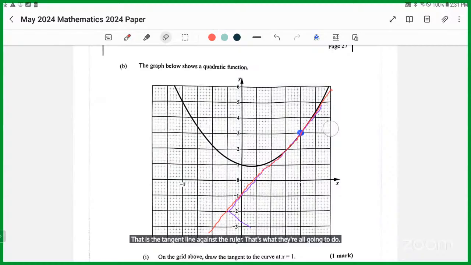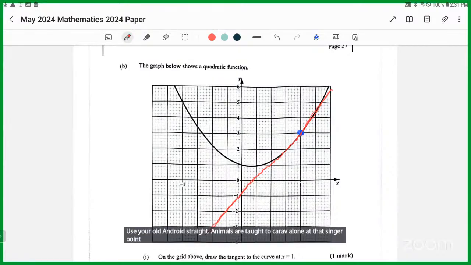Especially across the x-axis, draw it long. So that is a tangent line. It's supposed to be a straight line, guys. Don't draw it wibbly wobbly like me. Use your ruler and draw it straight. And it must just touch the curve at a single point only.